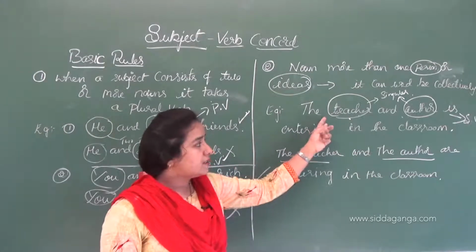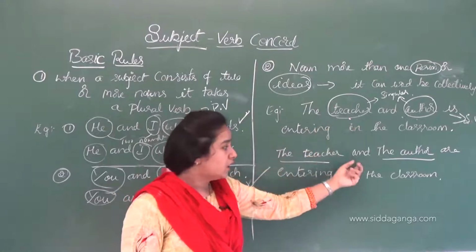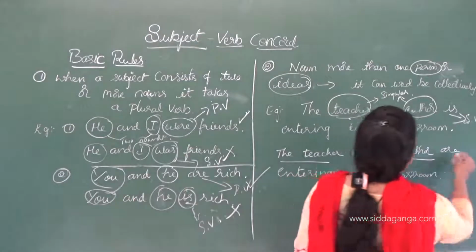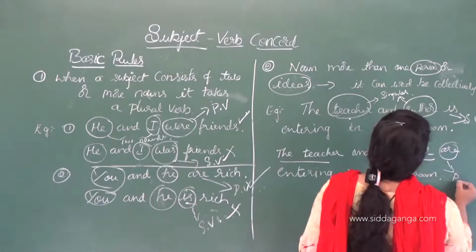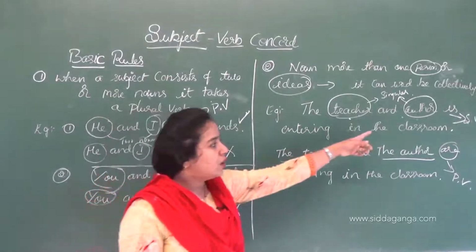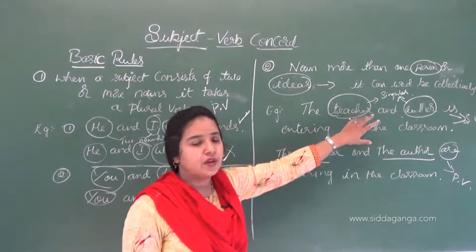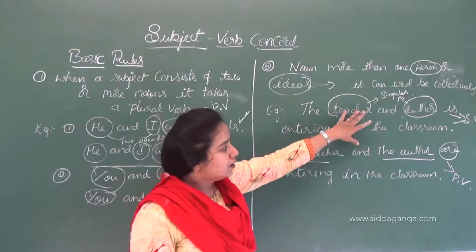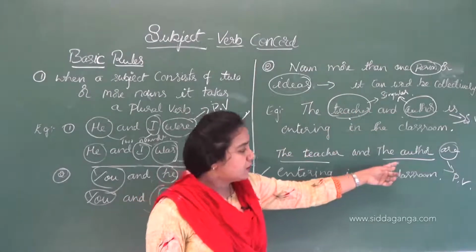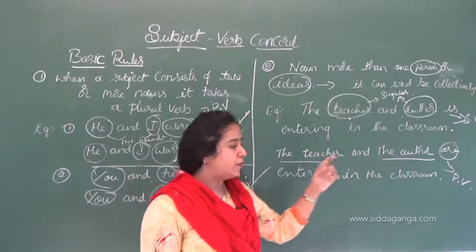In the earlier case, there is only one person. Here there are two nouns. So in that case, the helping verb is the plural verb "are". In the first sentence we used "is" as the helping verb, but here we use "are" as the helping verb.